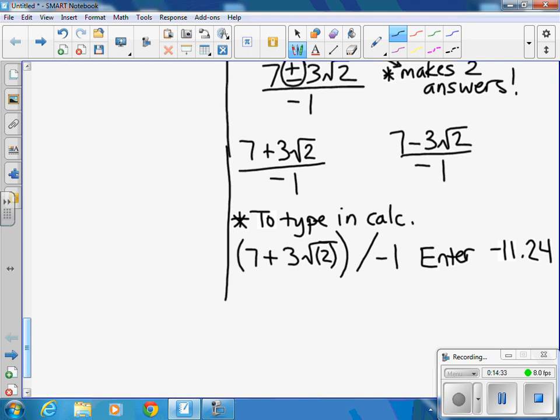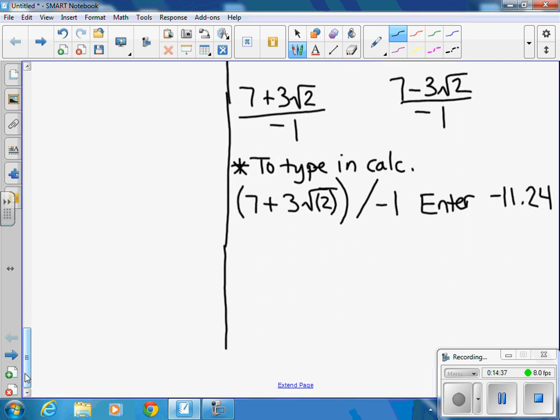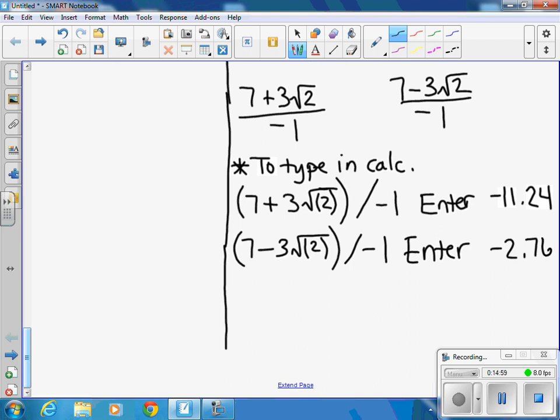Then when we go and do the second one, we're going to type it in exactly the same, except instead of a plus sign at the beginning, you're going to put a minus sign. So it's parentheses 7 minus 3 radical 2. And again, if you need parentheses for your 2, please do so, and then close your outside parentheses. Divide by -1. Everything is exactly the same except for that minus sign. Hit enter once again, and it will give you a new number, and that new number needs to be rounded to the hundredths place, and in this case it would be -2.76, right?